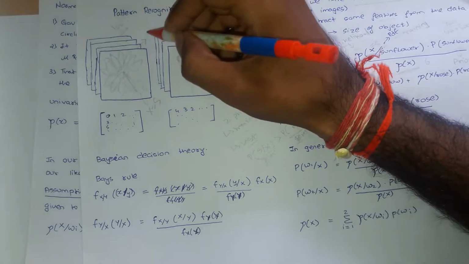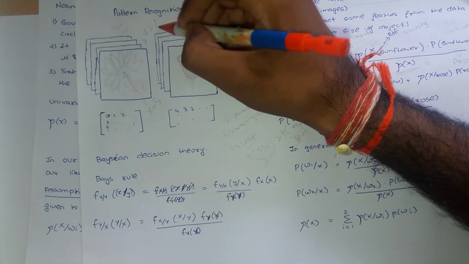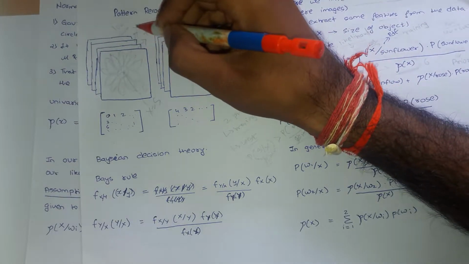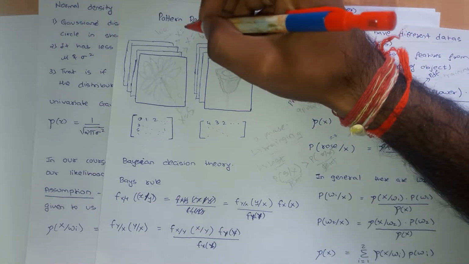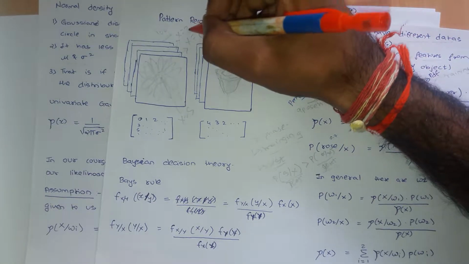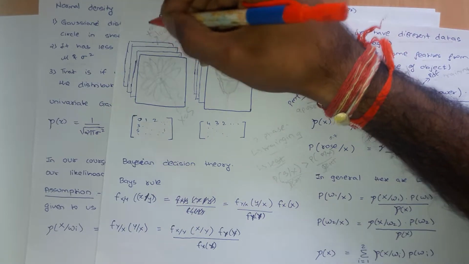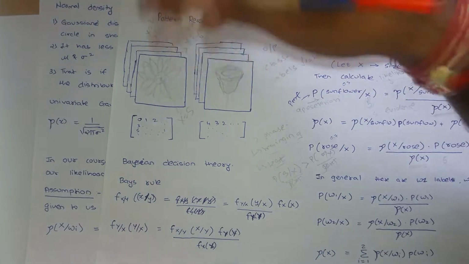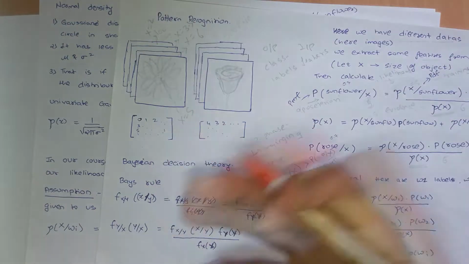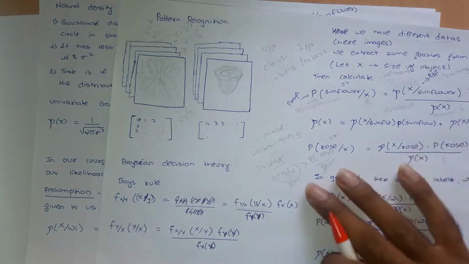For the second image I got radius as, say, 6. For the third image I got this. Remember, this can take continuous values, so I can get, say, 3.5. For the next I got, say, 2. So there can be quite a variation. I can have many different types of sunflowers.